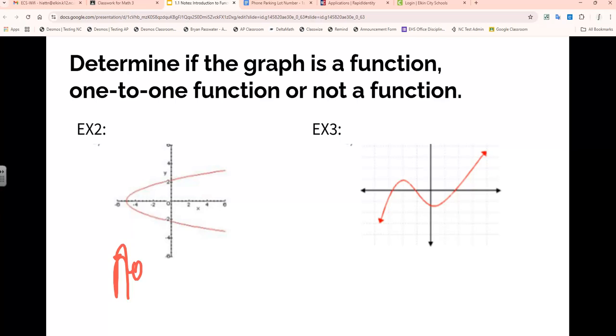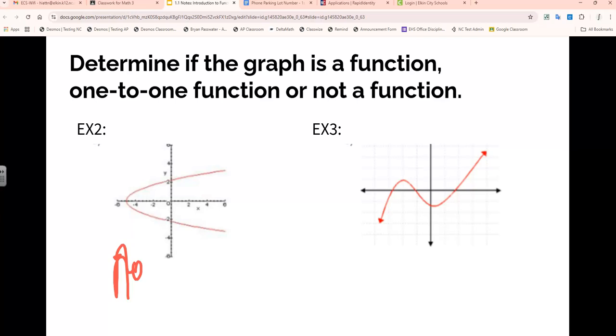If we look at the next one, if I take a line and go across this one, is this one a function? Number 3, is that one a function? Seeing some nods. This one is a function.